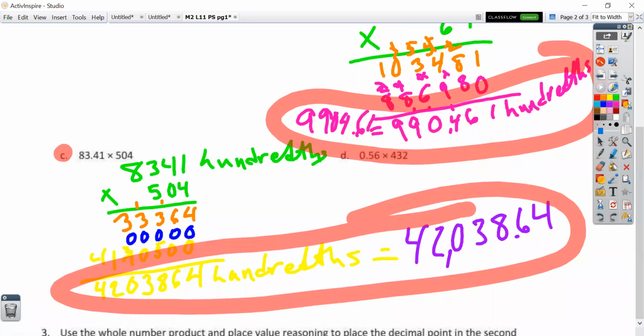All right, that's it for this problem set. I know that there's more problems, but I'd like you to just shift to the exit ticket and see what you can do over there. All right, nice job.